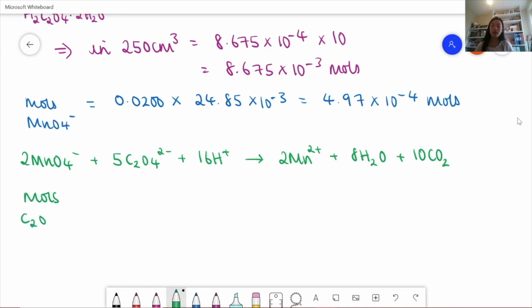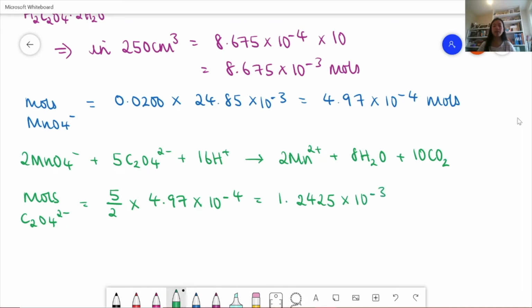So the moles of ethane dioate ions that we've used is equal to 5/2 multiplied by the moles of manganate, so 4.97 times 10 to the minus 4, and this is equal to 1.2425 times 10 to the minus 3. And now again we need to remember that this is only in 25 centimeters cubed, because that's all we titrated it with. And so this is in 25 centimeters cubed.